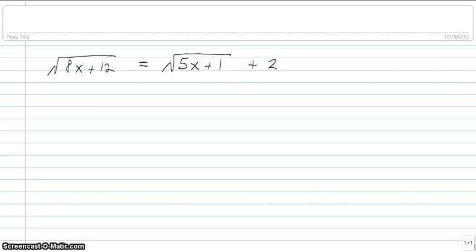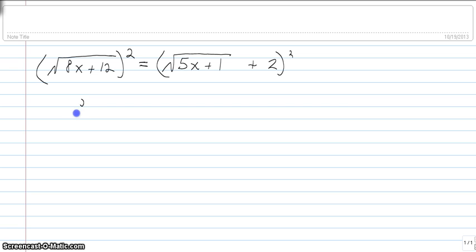Okay, so in this video we're going to solve an equation that contains two radicals. Again, our goal is to isolate one of the radicals, which we can see has already been done. On the left side, one of the radicals is already by itself, so we can begin by squaring both sides.